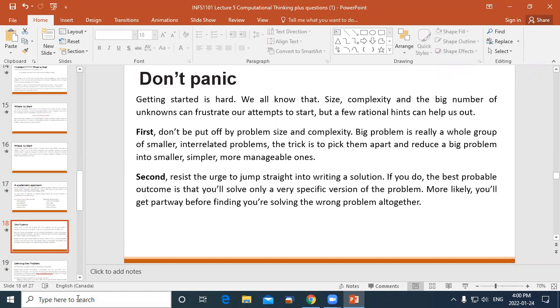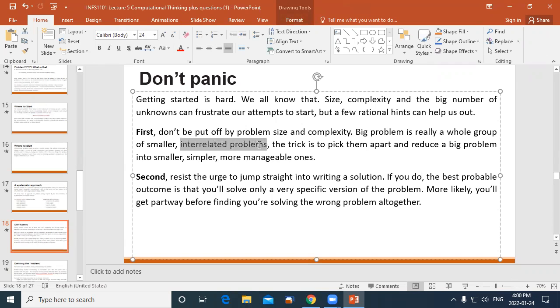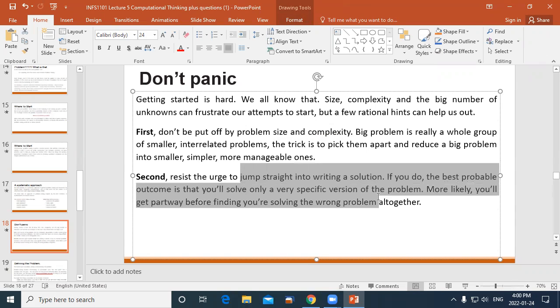And this is where the decomposition comes in. Don't be put off. The interrelated problems mean that it can be broken down into smaller problems. This means it can be decomposed. The other thing is, don't just jump in and start writing a computer program to solve a problem. If you haven't understood every component of the problem, you don't want to start writing the solution, right? You really need to do the first step first, which is understanding the problem.